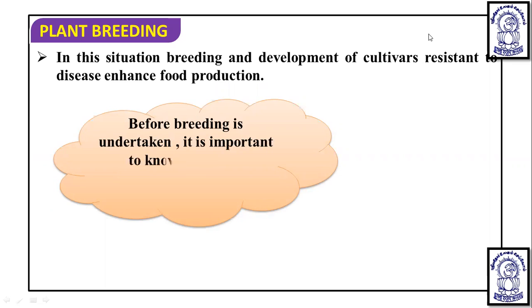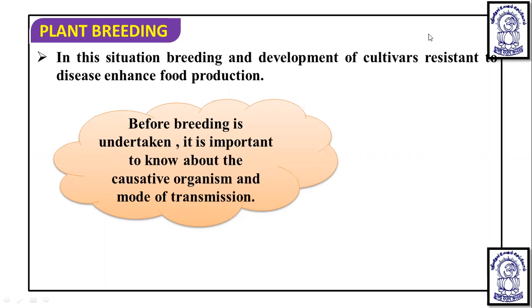Before breeding is undertaken, it is important to know about the causative organism of that particular disease and its mode of transmission. If we know the causative agent and the mode of transmission, then we can identify the way or modification in the genotype of the plant that will help to gain disease resistance. A pathogen is an organism that causes a disease in another organism, called the host, and there is a great reduction in yield, that is 20 to 30% or even total.